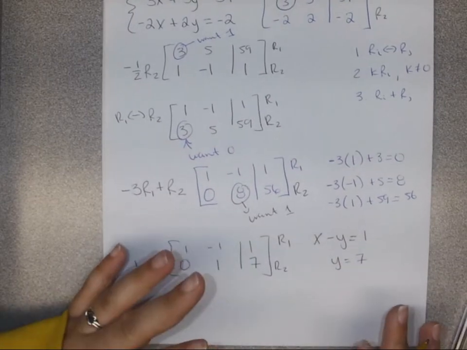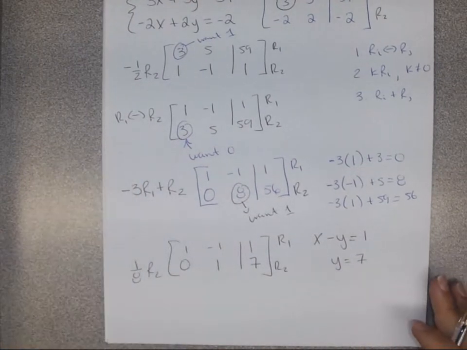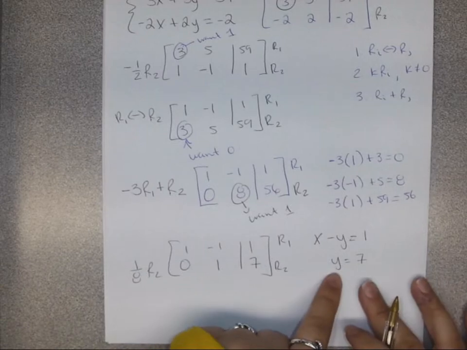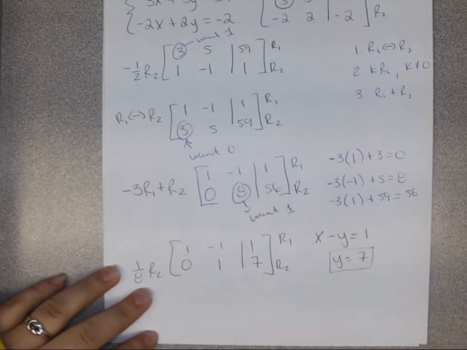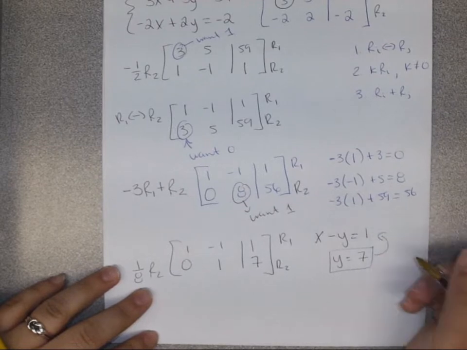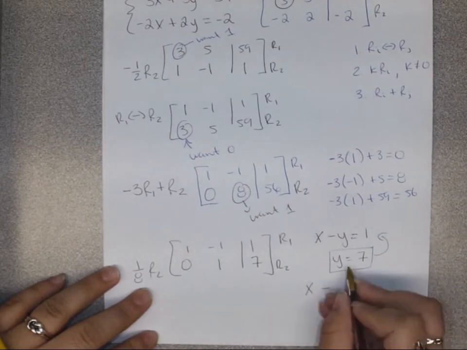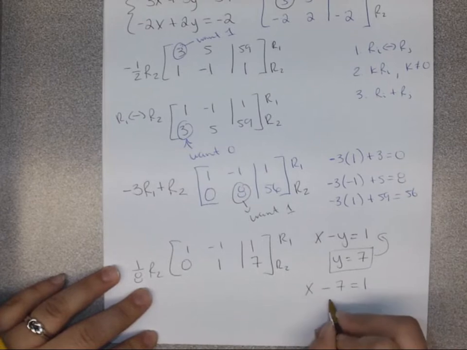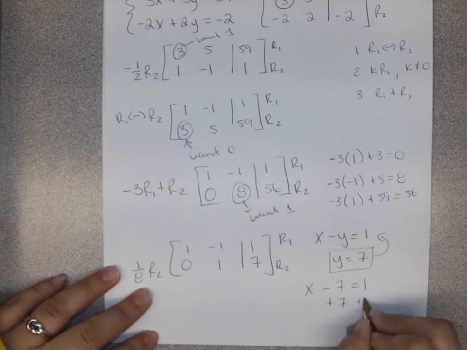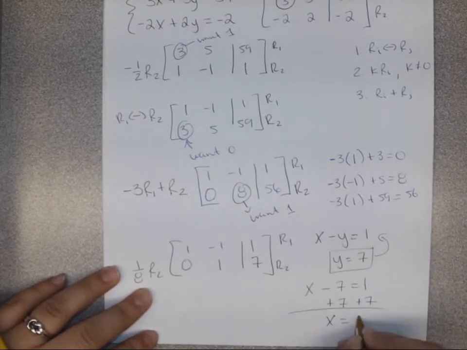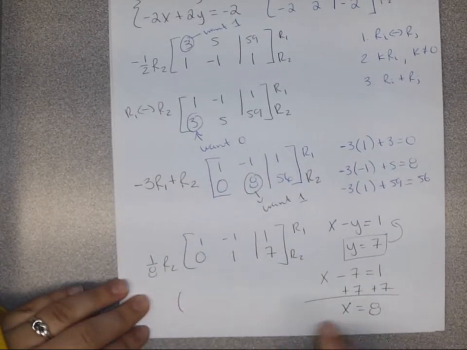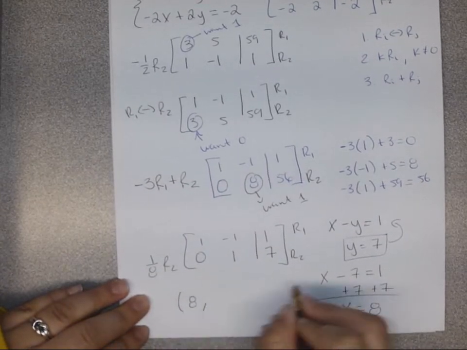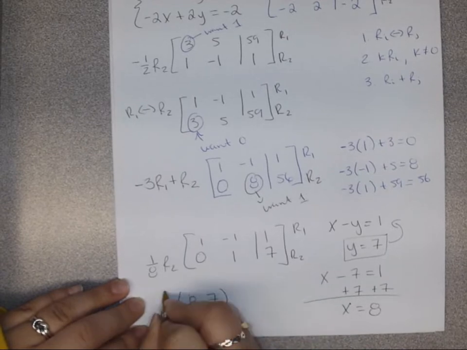So that's the nice thing about matrix and the Gaussian elimination process. It helps you solve for the last variable. So this one's already solved for y. I can use this to be able to solve for x. So I'm going to replace y with 7, and I'm solving for x. So that's how I get x is equal to 8. So the solution to the system will be the ordered pair (8, 7).